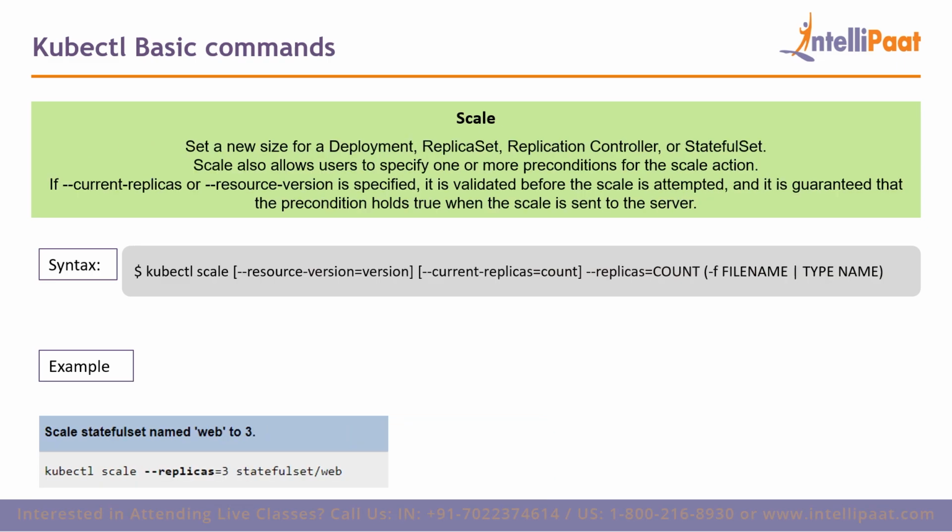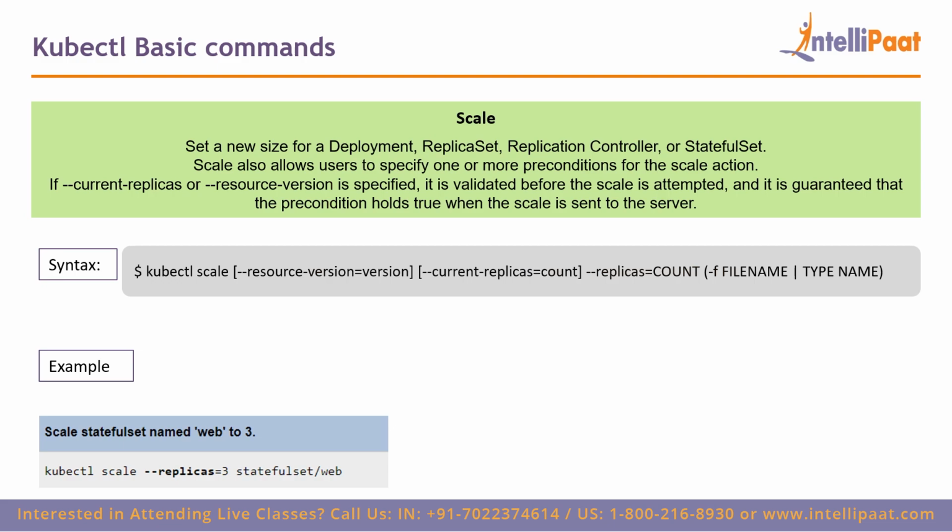Let's move on to the next command, which is scale. I'm moving on to the next command because I cannot show you autoscale right now. I can show you scale. I can show you how you can increase the replicas. Basically, you can scale to a new size a deployment, replica set, replication controller, or stateful set. It works for all of these, and allows you to specify one or more preconditions to scale also. So whatever you need, you can replicate that as well.